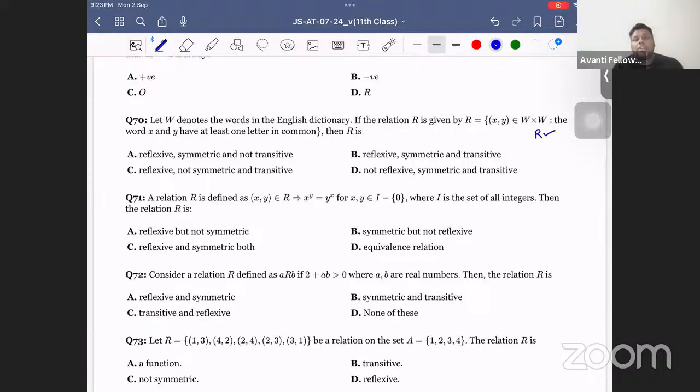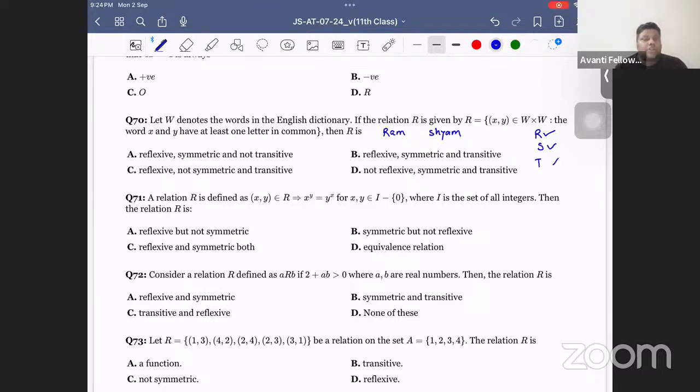Is it going to be symmetric? Now, why so? Sorry, it is going to be symmetric also. Why so? If Ram and Shyam have a letter in common, then Shyam and Ram are also having a letter in common. So it is symmetric also.